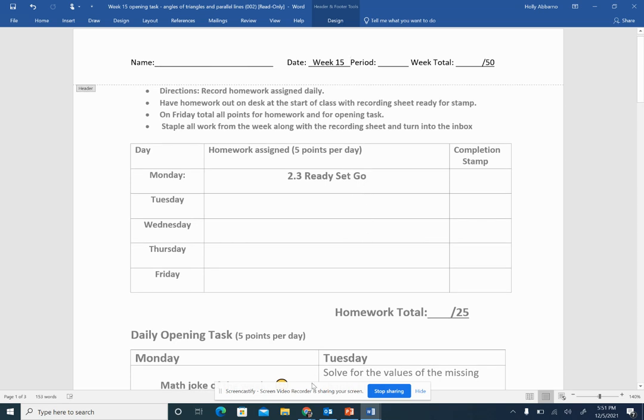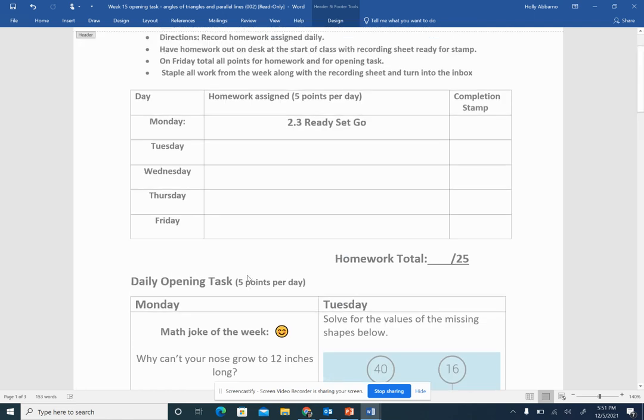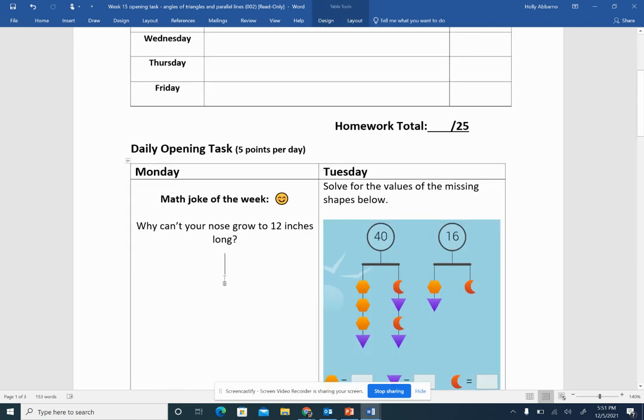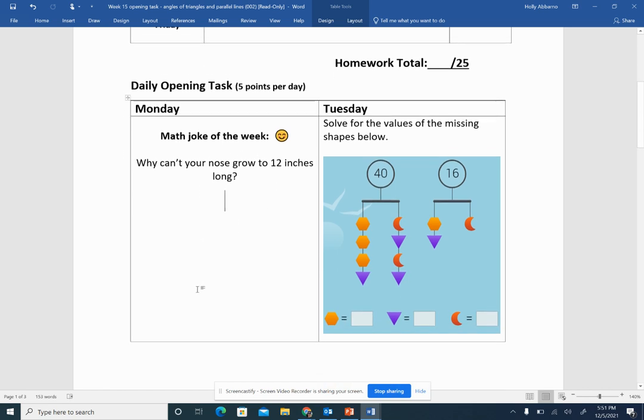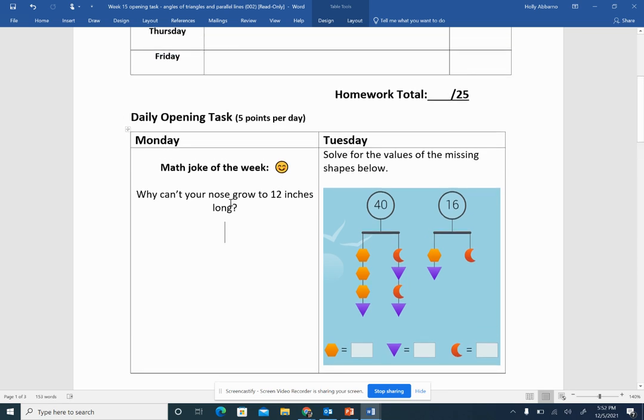If you are working on your opening task, it is just a math joke that Mr. Churchill thought was pretty funny. He says, why can't your nose grow to 12 inches long? Anybody think they know the answer? You're right, because then it would become a foot. Haha, if you see Mr. Churchill, tell him he needs to work on his math jokes.